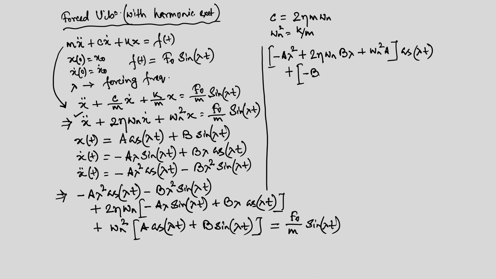So, we have minus B lambda square and then minus twice eta omega n A lambda, and then we have plus omega n square B, times sin lambda t. And on the right hand side we have F naught by M sin lambda t.